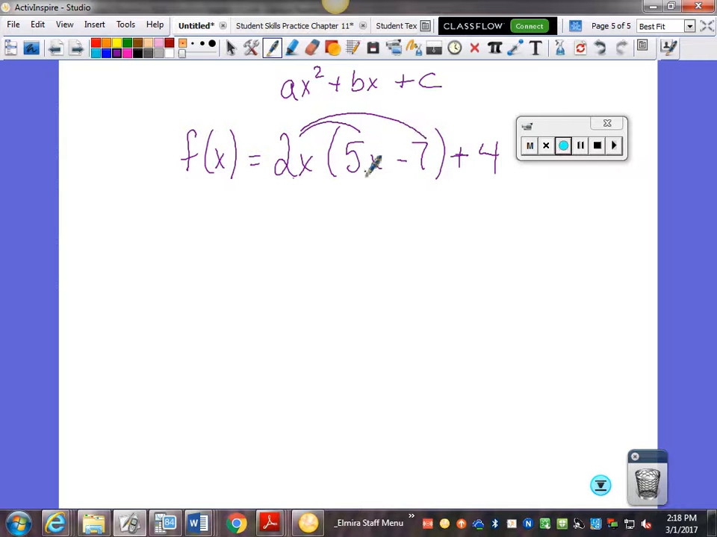If you distribute, 2x times 5x would be 10x squared, because x times x would be x squared. Minus 2x times minus 7 would be minus 14x. Bring down our plus 4, and there's our function in standard form. So it's just a reminder on distributing.